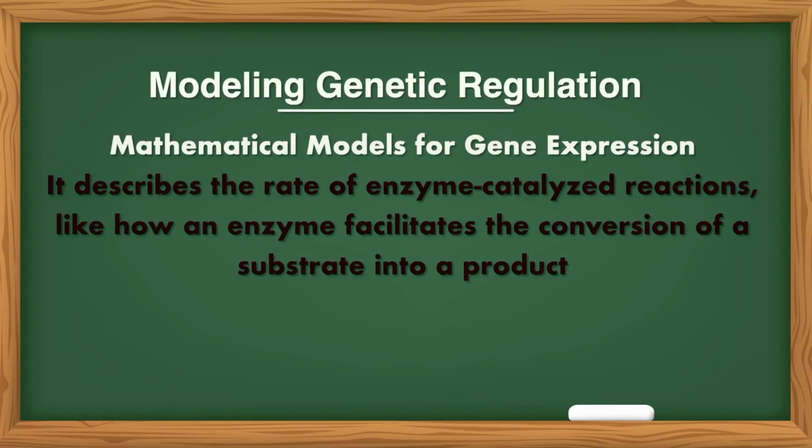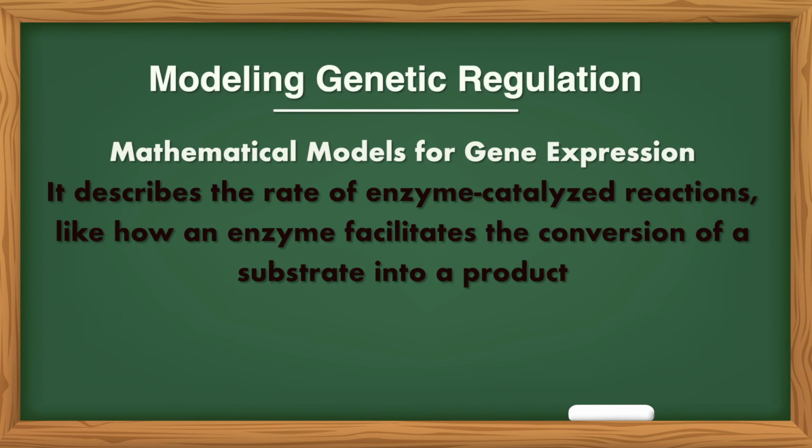For example, one mathematical model that is widely used is the Michaelis Menten equation. You might have seen it in enzyme driven chemical reactions. It describes the rate of an enzyme catalyzed reaction.